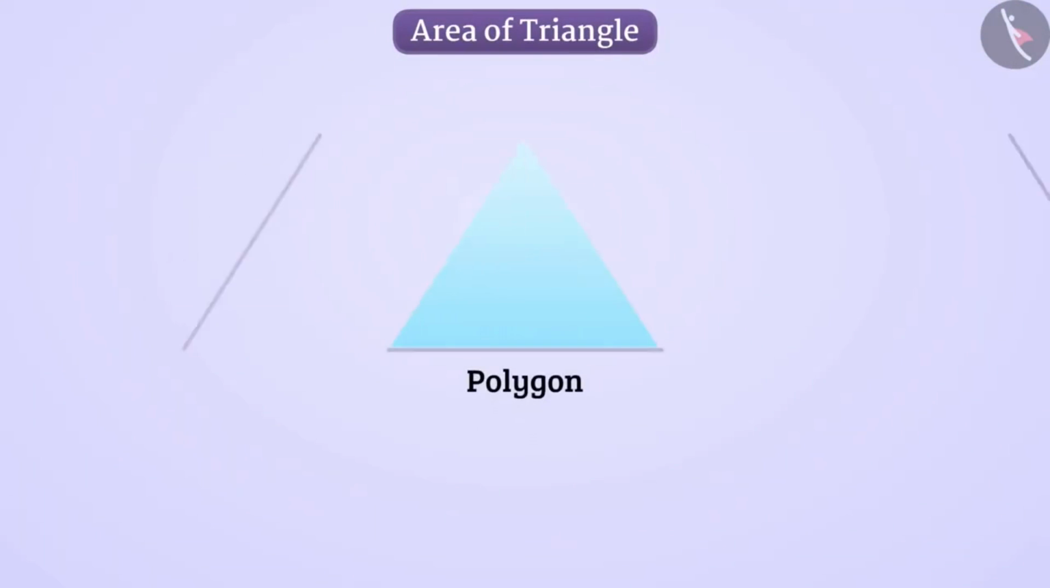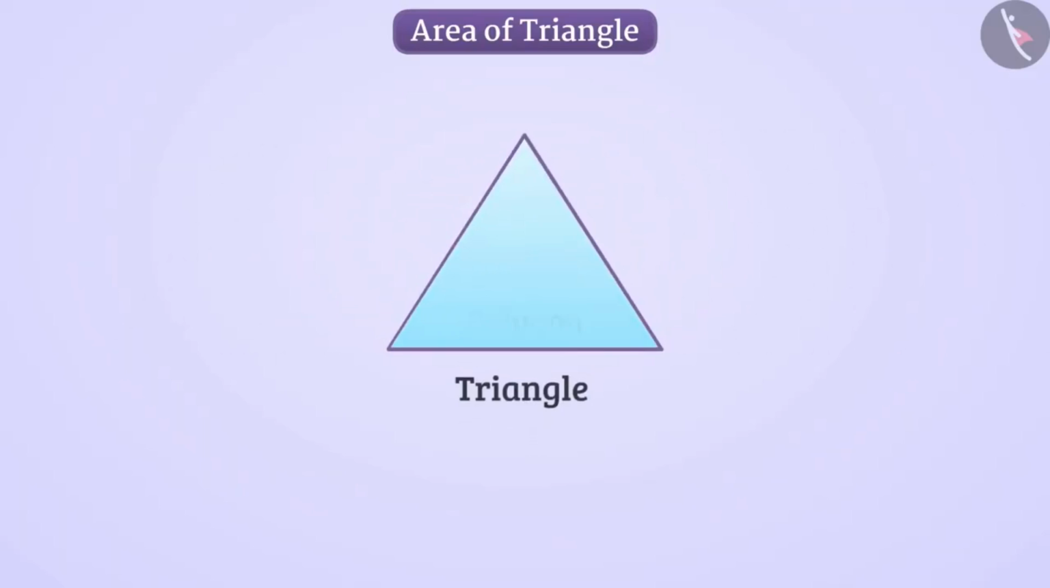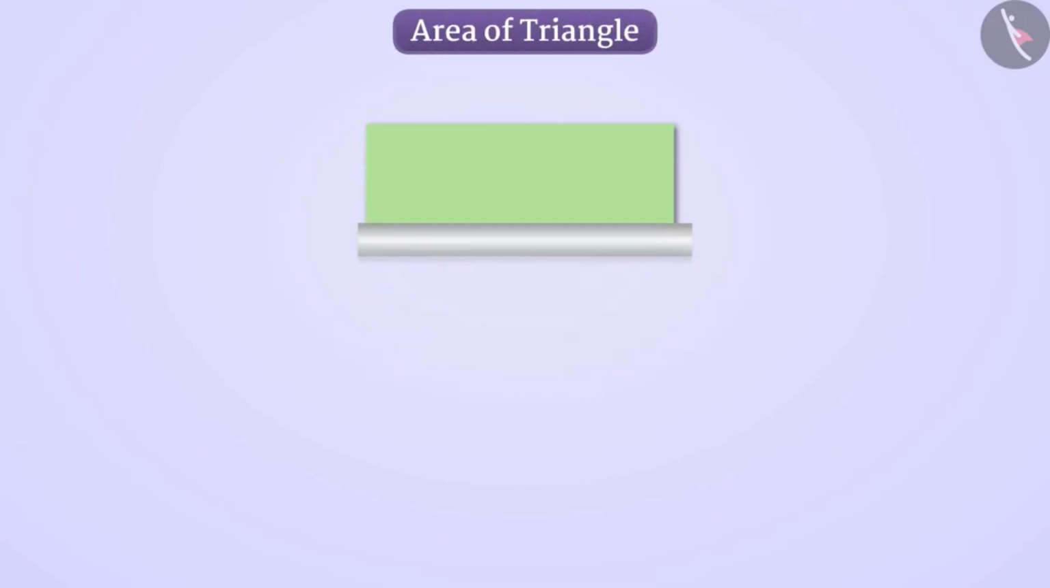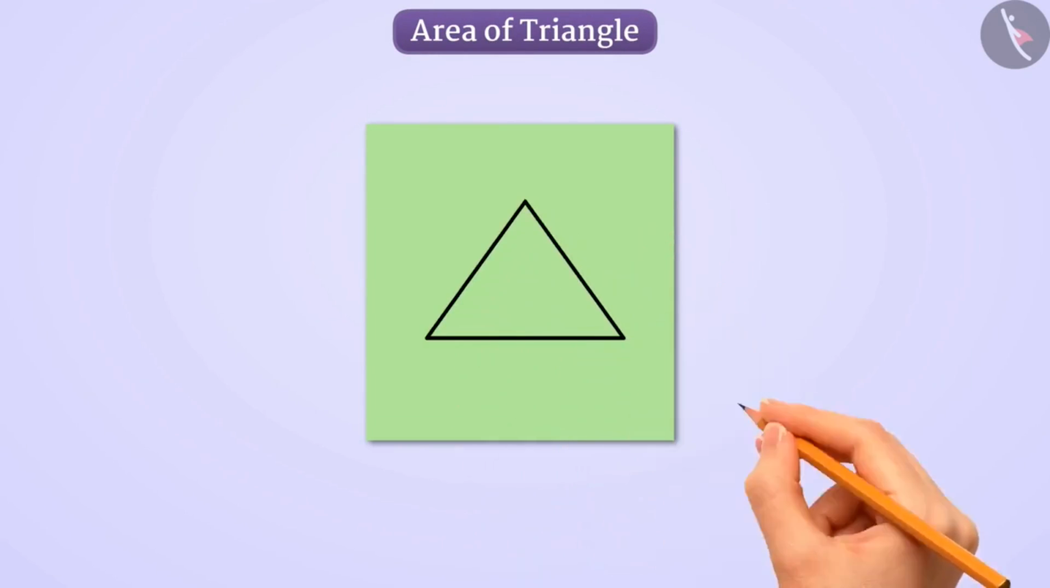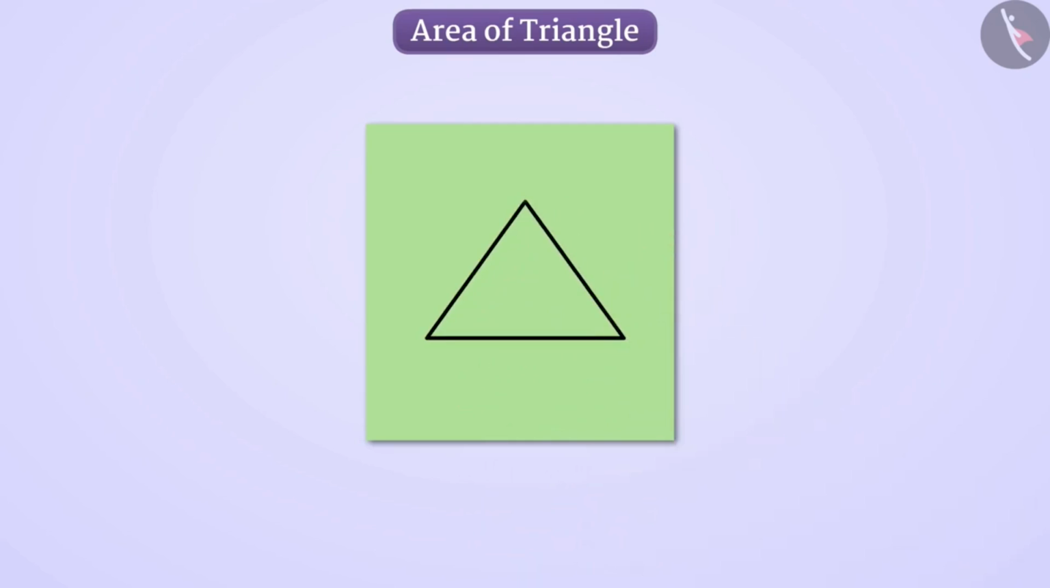A polygon made up of 3 sides is called a triangle. Let us understand the area of a triangle with an interesting activity. Take a paper. Draw a triangle on it. We have drawn a triangle with sides 5 cm, 5 cm and 6 cm.